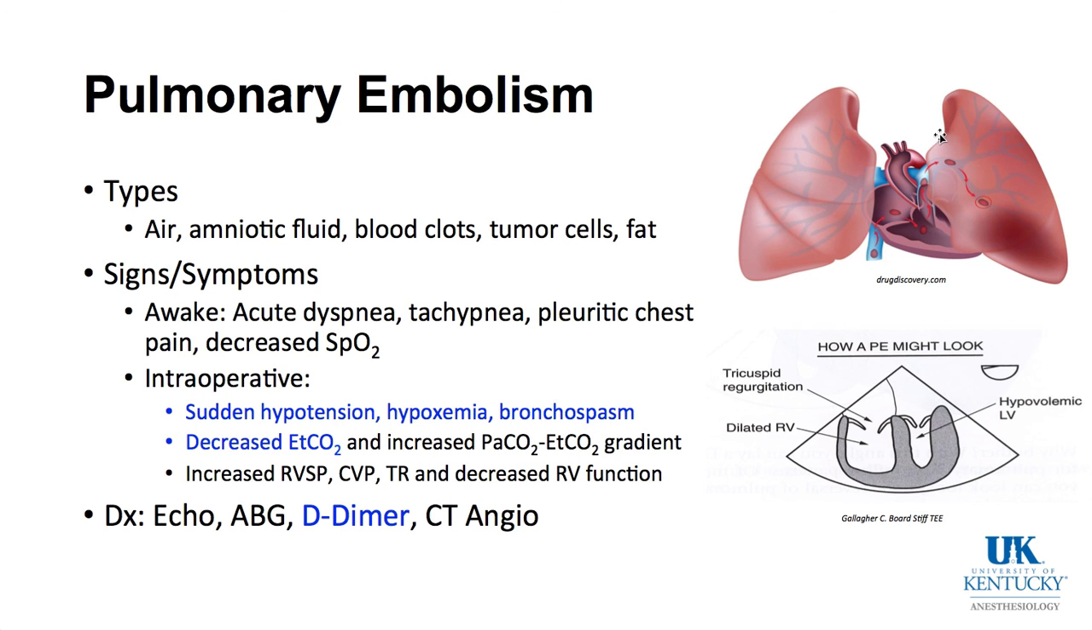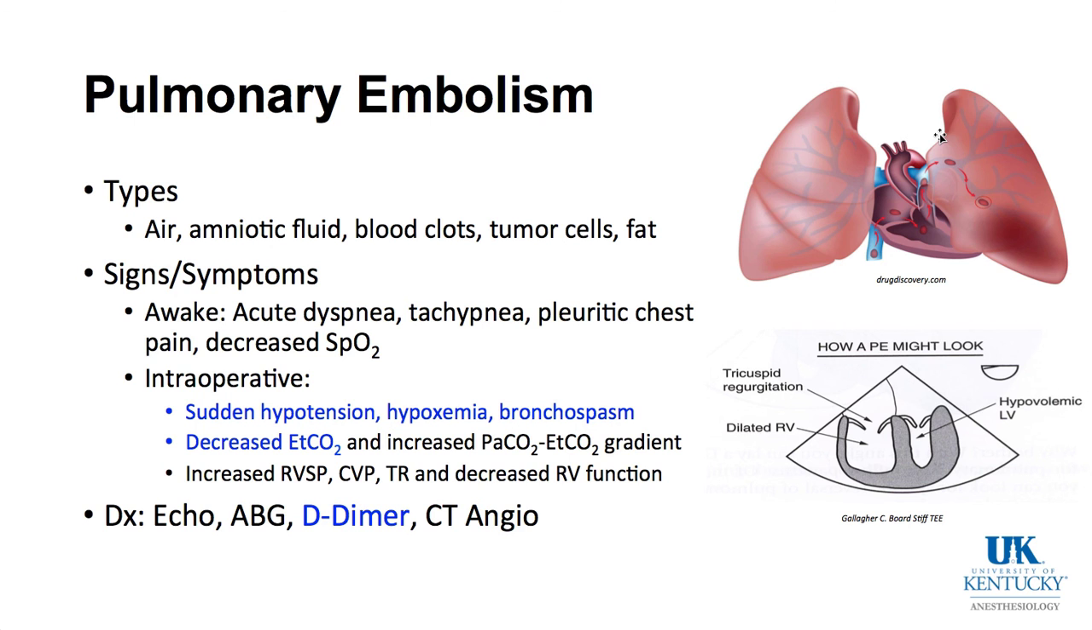It's not uncommon to have an end-tidal CO2 of 35, for example, and then the embolism occurs and it drops into the mid-teen range suddenly. There can be an increase in RV systolic pressure as the right ventricle is trying to pump out against an obstructed pulmonary circulation. The CVP can go up, the tricuspid regurgitant jet velocity will go up as RV systolic pressure goes up, and the RV can fail.